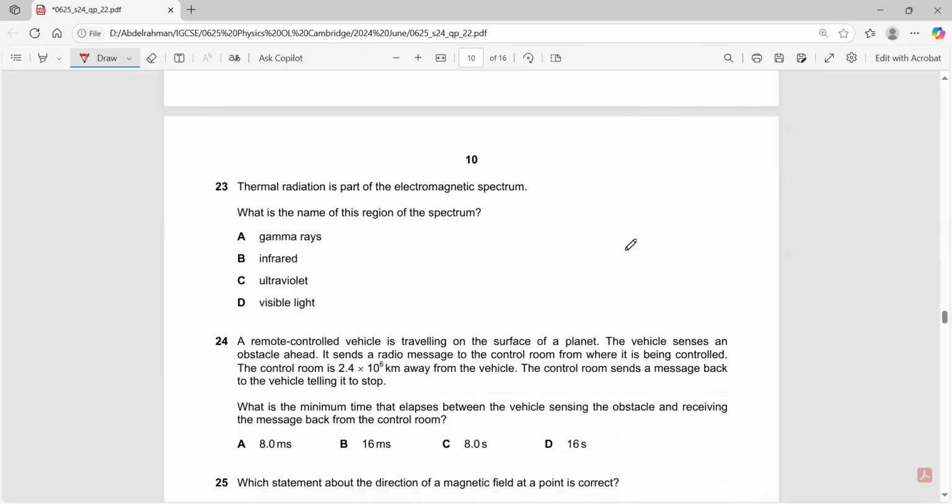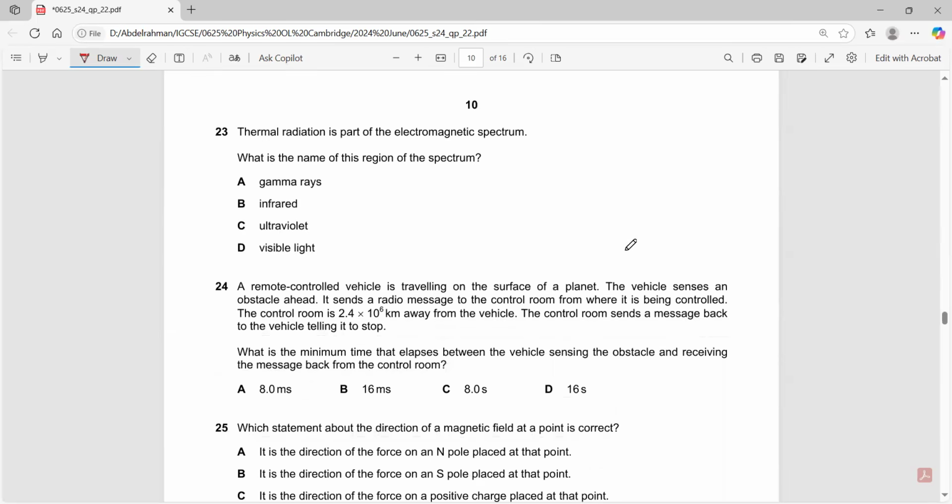Yes. Question 23. Thermal radiation is part of the electromagnetic spectrum. What is the name of this region? Thermal is the infrared radiation.